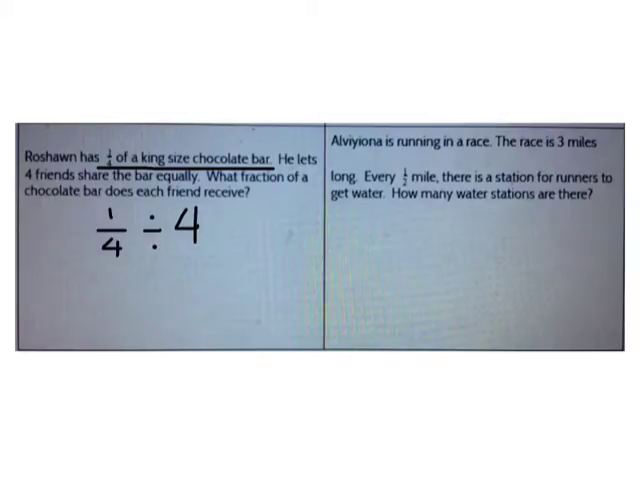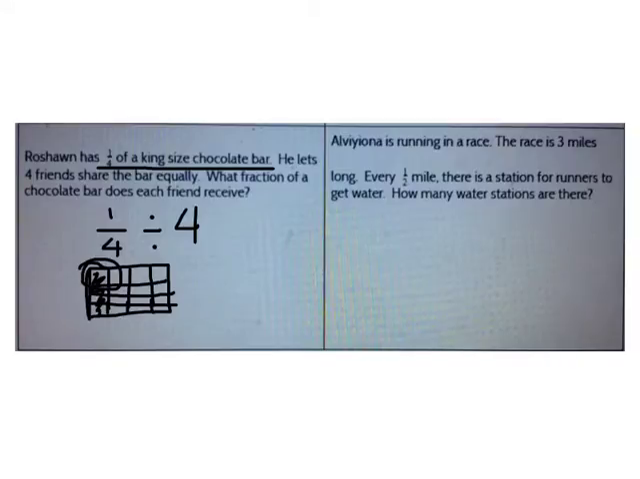What am I going to start my model with? I'm going to start my model with 1/4. Draw that on your paper now. How many pieces do I need to cut that 1/4 into? I need to cut it into 4 pieces. So how many lines do I need to draw? I need to draw 3 lines across. Each person gets 1 piece.